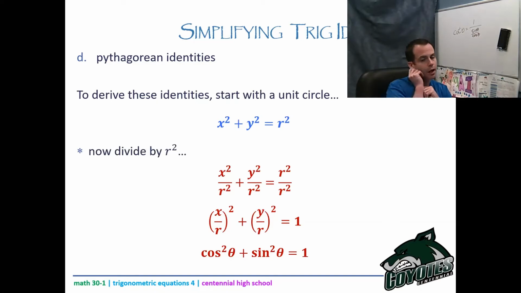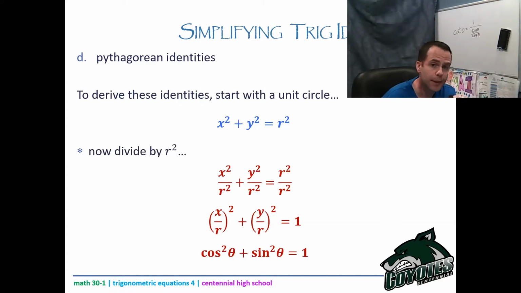This is one of the reasons I love trig identities, it's really just a bunch of puzzles. You have to put a piece here into here, a piece here into here, and that's all you're doing. Just think of it like a puzzle, okay? So that's the first Pythagorean identity: cos squared plus sine squared equals 1.